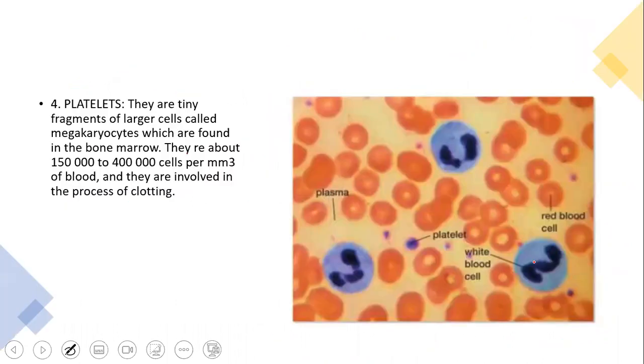Then we have our platelets. Platelets are generally first produced in our body as megakaryocytes.